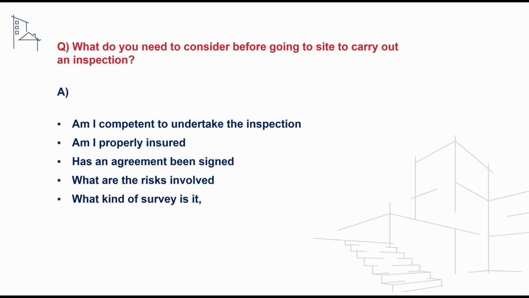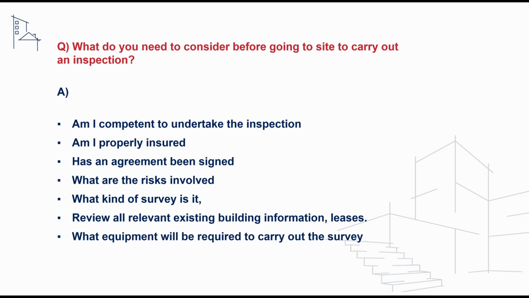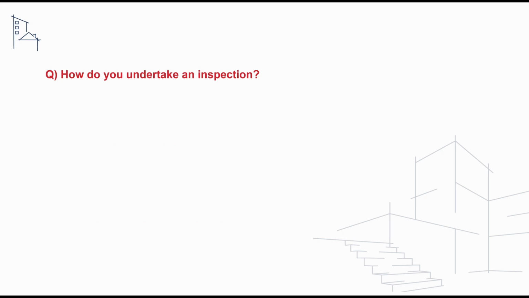We'd also need to consider what kind of survey it is that we are undertaking, and also review all relevant information that relates to the existing building, any leases and transaction prices. And finally, which type of equipment we would need to take along in order to carry out the survey. We may also be asked a follow-up question to this, checking our approach and understanding of how we would go about undertaking an inspection of a property.